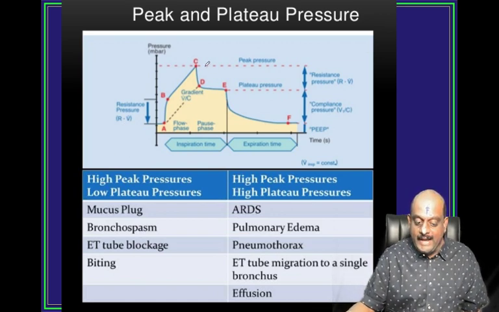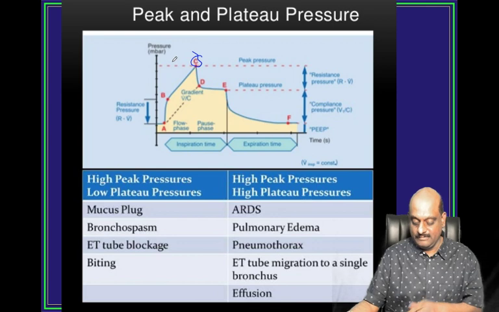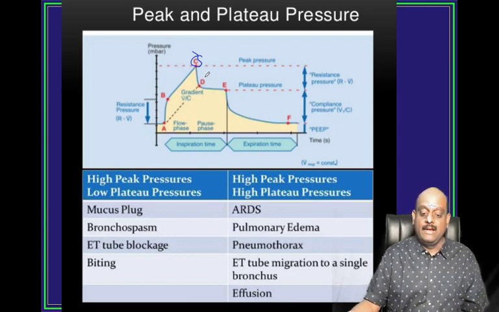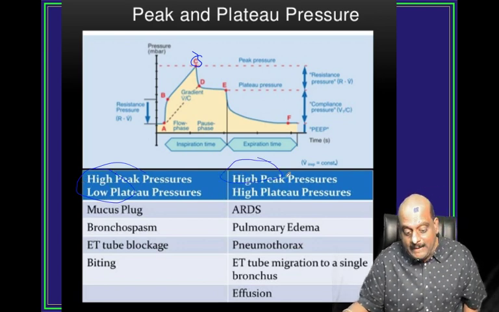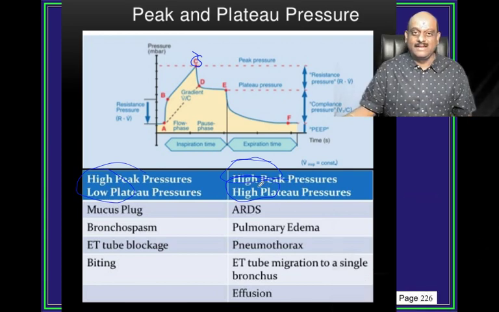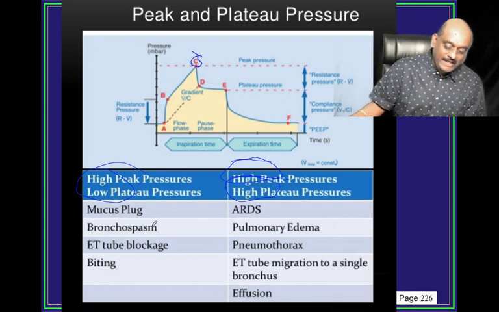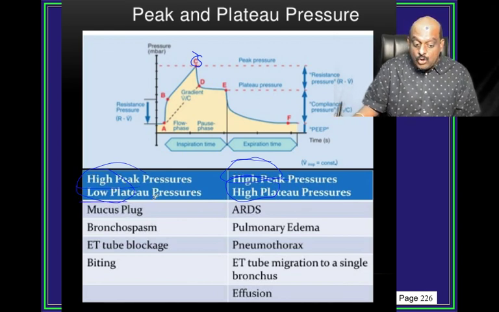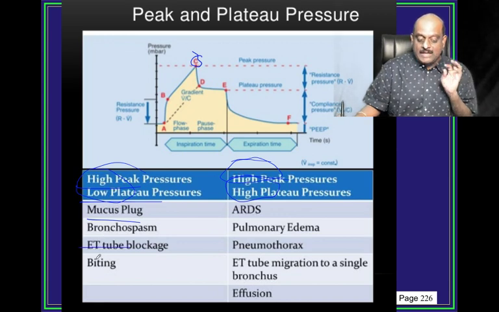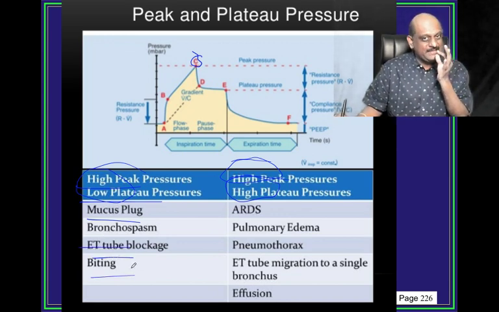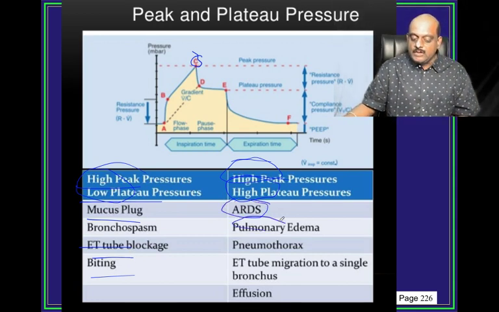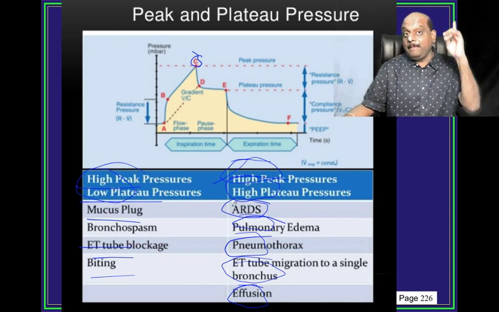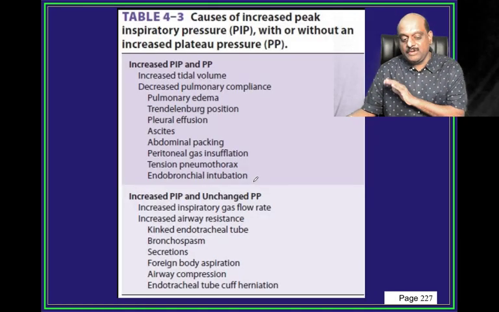So if there is a high peak pressure but a low plateau pressure, what does it mean? Similarly, if there is a high peak and also a high plateau pressure, what does it mean? That is the favorite question of the examiner. High peak, low plateau: mucus plug, bronchospasm, ET tube block, the patient biting the tube. Then ARDS, pulmonary edema, pneumothorax, effusion, ET tube migration into a bronchus lead to high peak, high plateau pressure. That is what you need to appreciate.